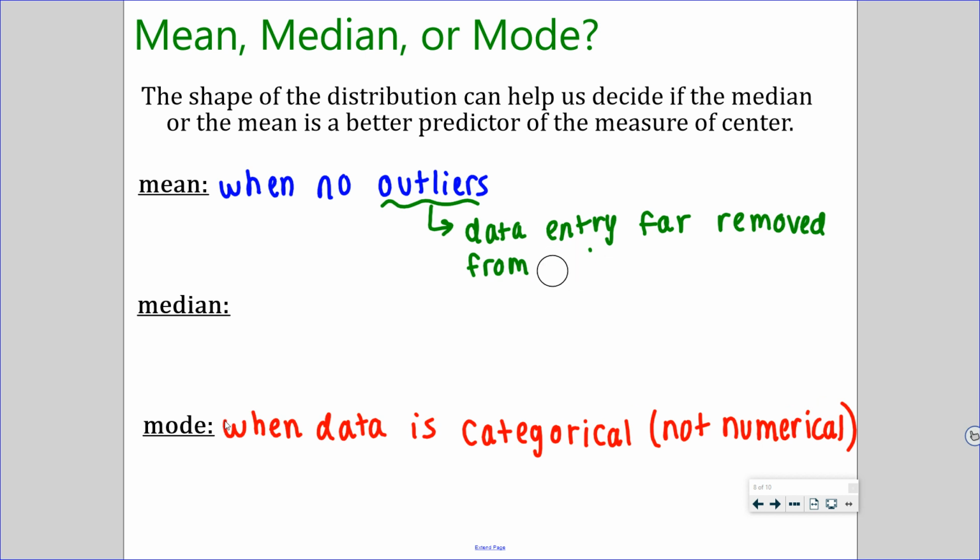I often do competitions with my geometry classes and their class averages. And sometimes all it takes is one student to get a very, very low score to bring down that average, right? Where all the other ones are within the 70 to 90 range and I have 120%, that really does kind of affect the mean. And that would be an outlier. So when there's no outliers or if the data is nice and symmetric, we want to use the mean.